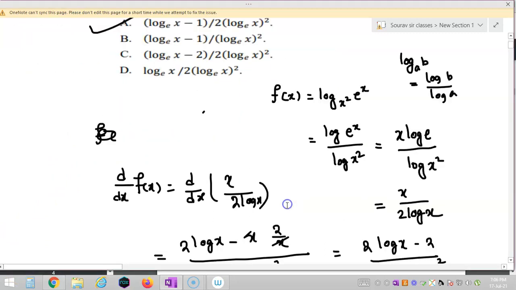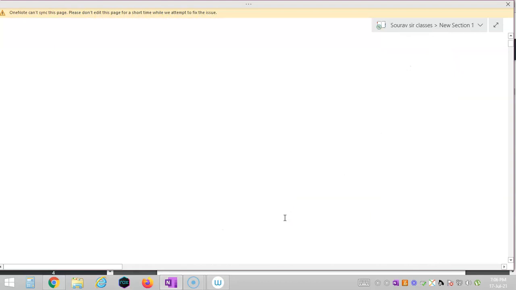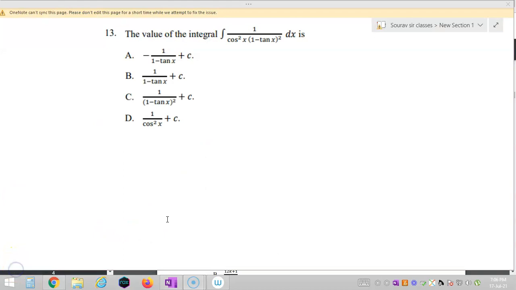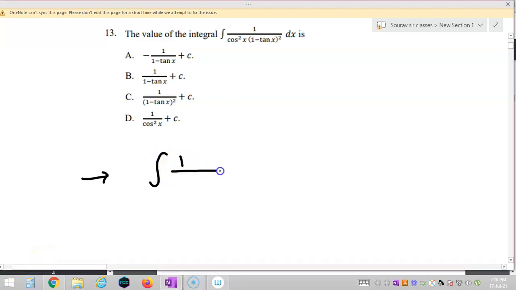Okay students. Question number 13 says that we need to integrate the function integration of 1 by cos square x by 1 minus tan x is whole square dx. So let's start the solution. So I need to integrate 1 by cos square x by 1 minus tan x is whole square into dx, right? We need to integrate this.